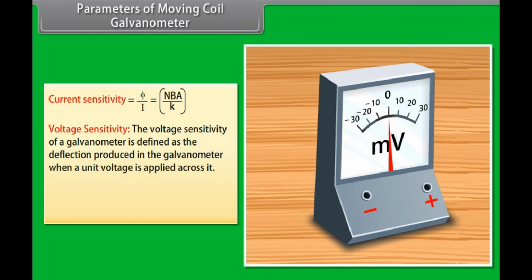The voltage sensitivity of a galvanometer is defined as the deflection produced in the galvanometer when a unit voltage is applied across it. Voltage sensitivity is equal to φ/V, which is equal to NBAI/KV.